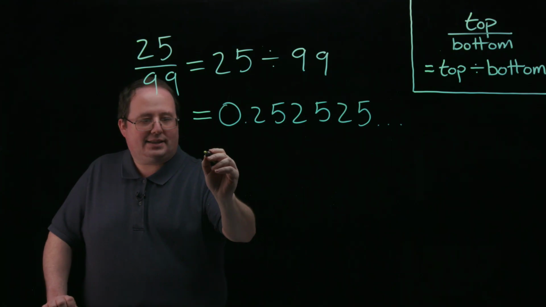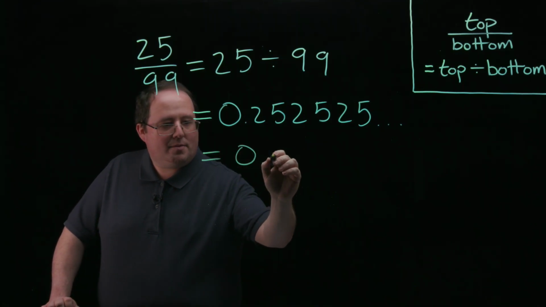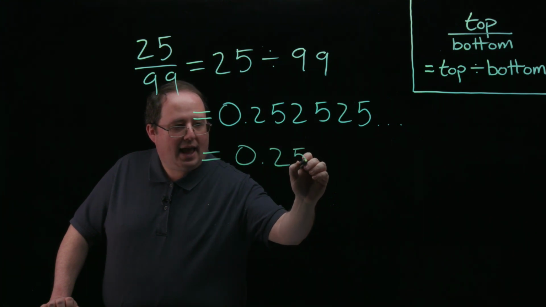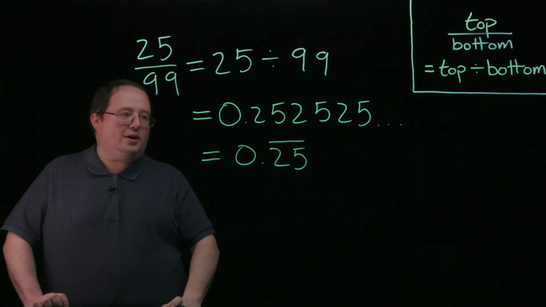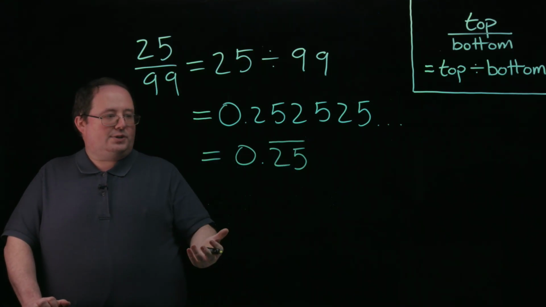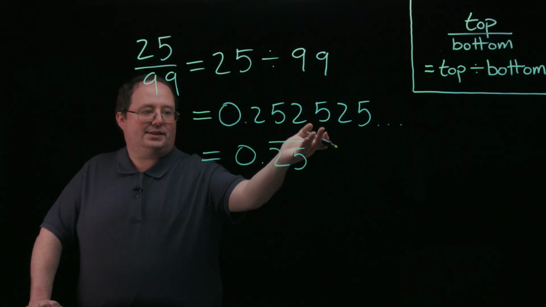Another way that we can get an exact answer that's written more compactly is we can write the 0.25 just once, and then we'll put a bar over this pair of repeating digits. And what that bar tells the reader is that those digits, that 2 and 5, repeat infinitely, just like we can see in this example above.